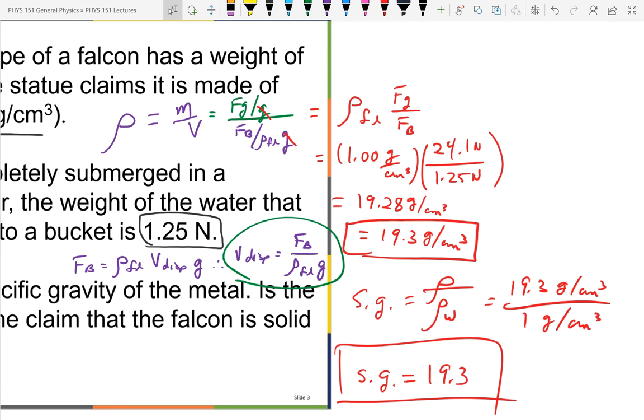Is it the density of water or the density of the fluid that it's divided by? It's divided by the density of water. For specific gravity, it's always divided by the density of water. In fact, it's divided by the density of water at 3.98 degrees Celsius, because that's the temperature when the density is exactly 1 gram per centimeter cubed.